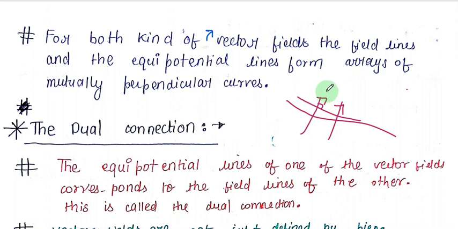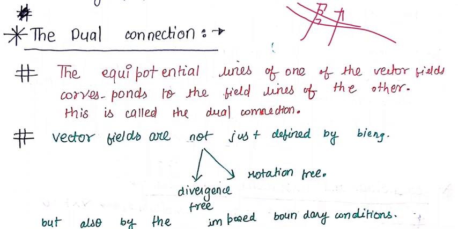and we know that they will be in the perpendicular direction because the electric field points in the direction of decreasing potential. That is a very important point to be kept in our mind. And they cut each other orthogonally, that is perpendicular to each other. Now this is called the dual connection method or the equipotential curve method. Okay, so let us talk about it in a detailed manner.